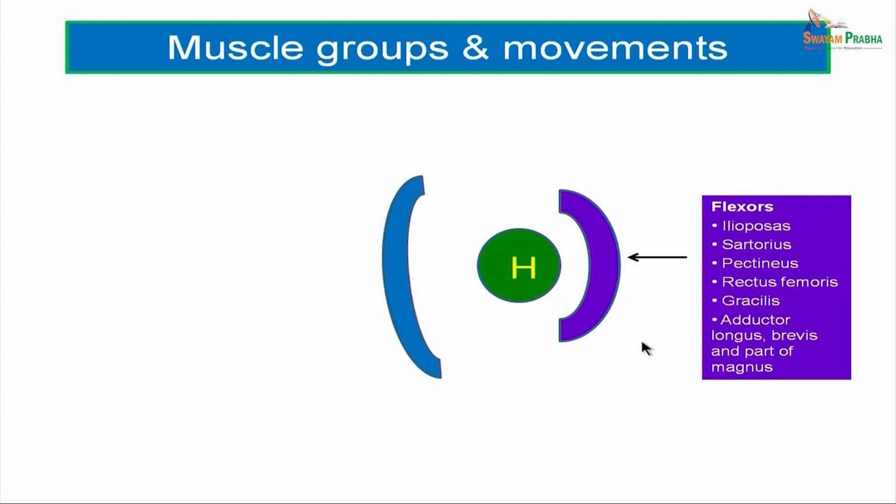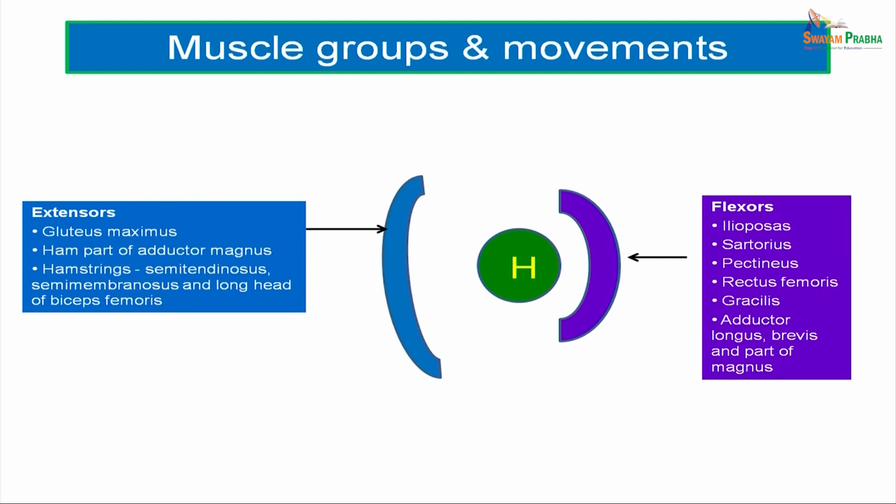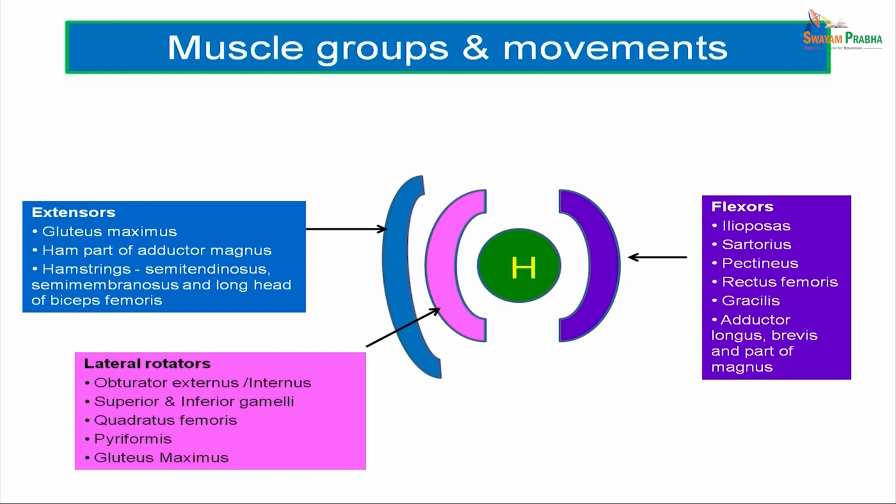The extensors are placed on the posterior aspect, and these include the gluteus maximus, the ham part of adductor magnus, the hamstrings, which include the semitendinosus, the semimembranosus, and the long head of biceps femoris. Deeper to the extensors are placed the lateral rotators, which include the obturator externus, the obturator internus, the superior and the inferior gemellus, the quadratus femoris, the piriformis, and the gluteus maximus.